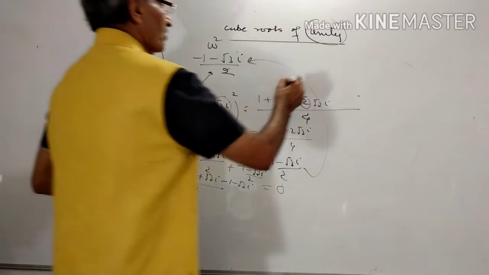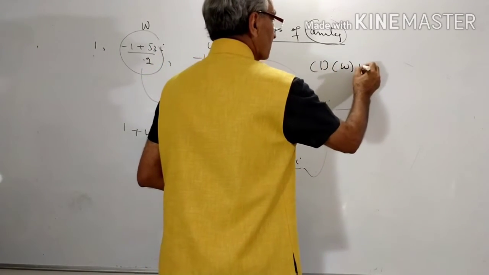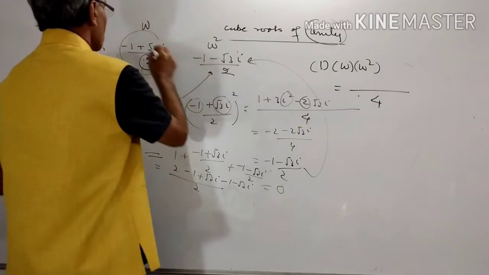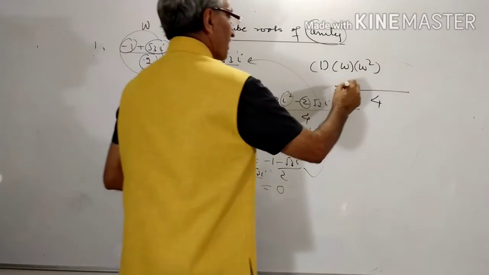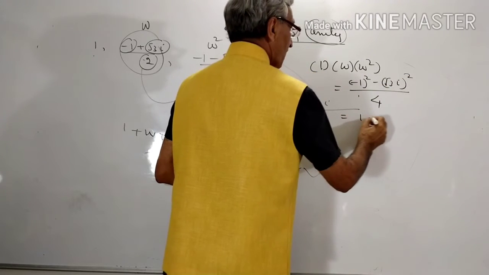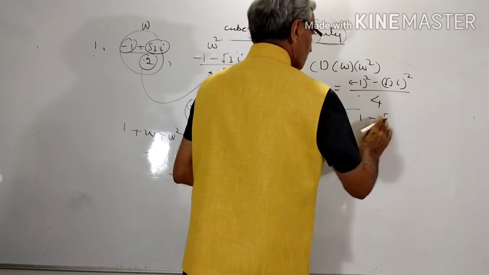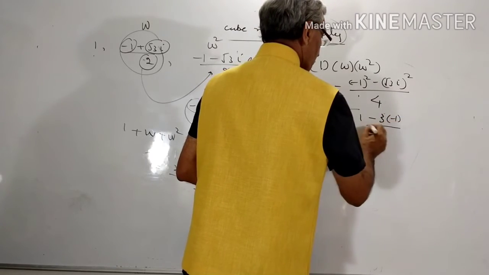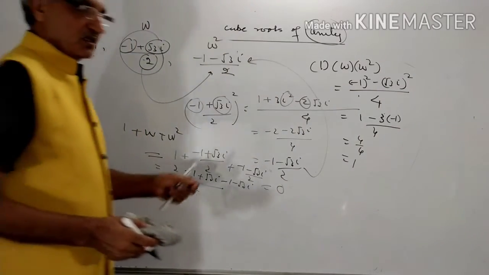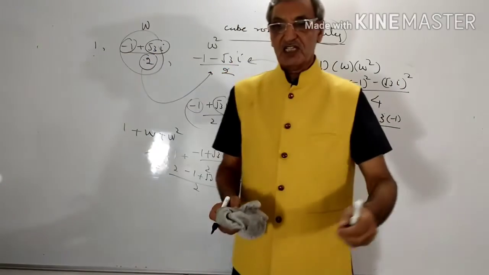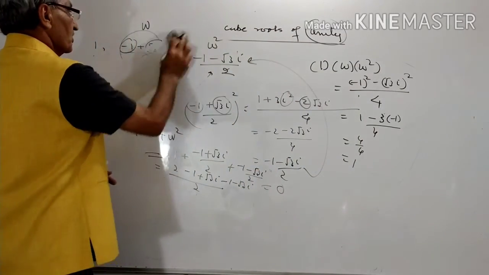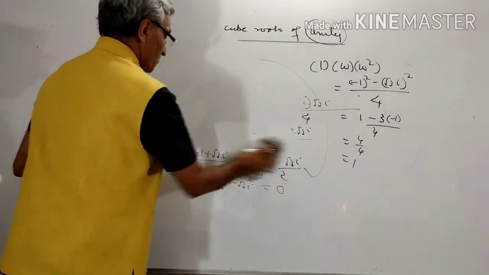Secondly, if I multiply these, 2 and 2 is 4. Using a plus b into a minus b is a square minus b square, we get 1 minus under root 3 iota square, that is 1 minus 3 into iota square, which is minus 1, so 1 plus 3 is 4, and 4 by 4 is equal to 1. So there are two properties of the cube roots of unity: the sum of them is equal to 0 and the product of them is equal to 1.